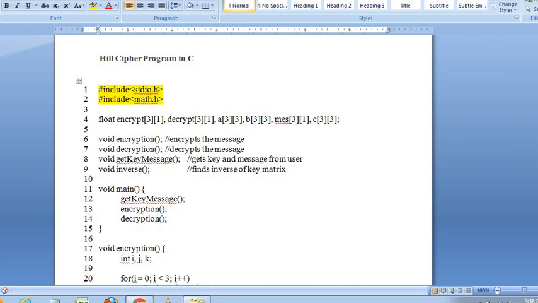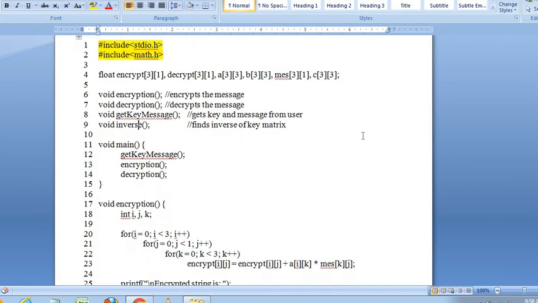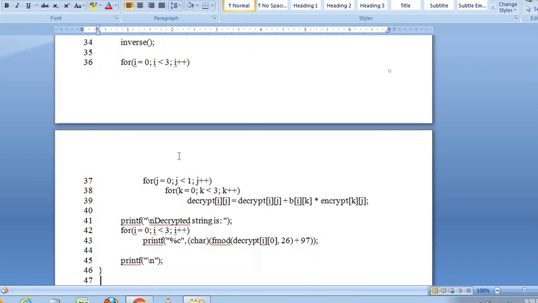So initially, what is the flow of the program? In the main function, it enters the get key message function. The important one is the key matrix, which will be used for encrypting. So the control goes to where the key function is defined. This is a function definition, and these are the function calls. The control goes to the function and comes here.